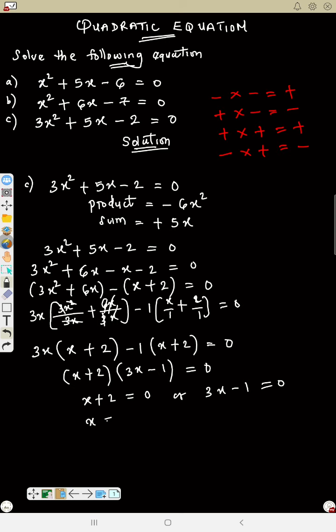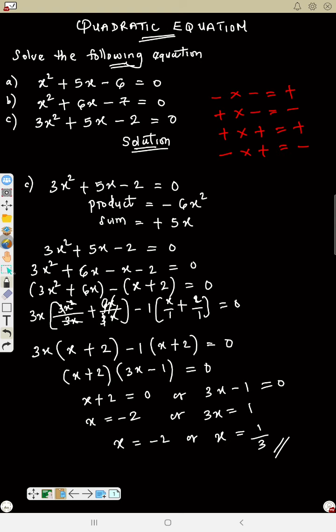So here s is equal to minus 2, or 3s is equal to 1, because if this one should cross it becomes 1. Now s is equal to minus 2, or s equals 1 over 3. That is, divide both sides by 3. So that is the answer.